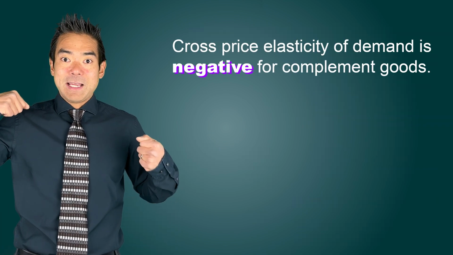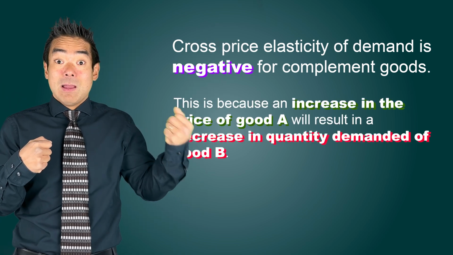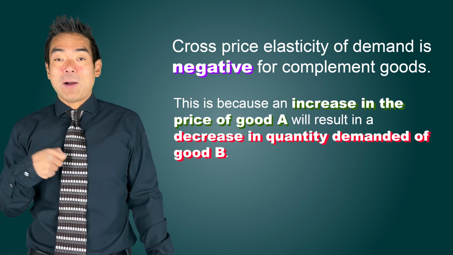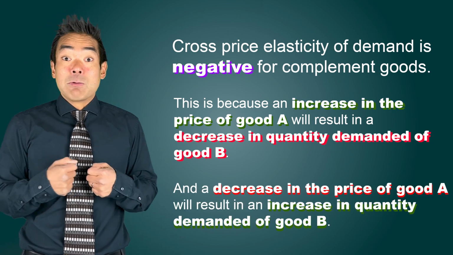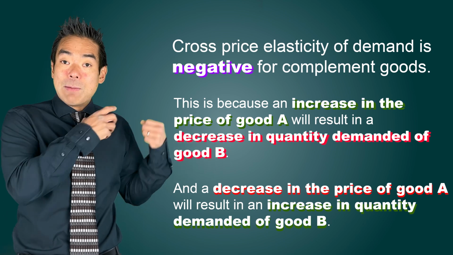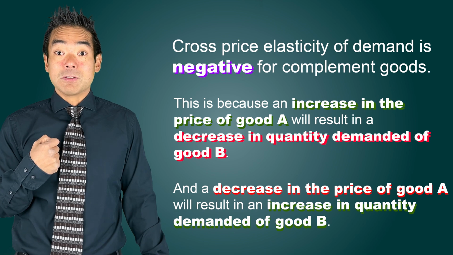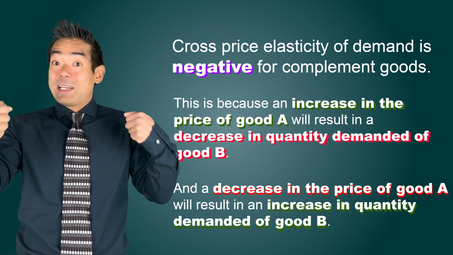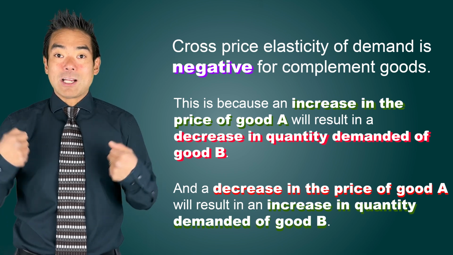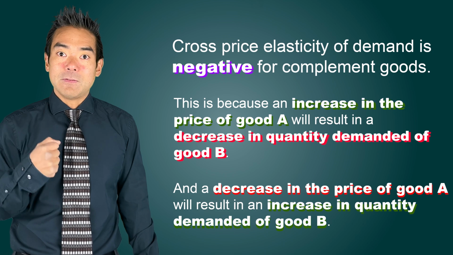Cross-price elasticity of demand is negative for complement goods because when the price of good A goes up, people buy less of good A, so they also buy less of good B, so the quantity demanded of good B goes down. And when the price of good A goes down, people buy more good A, so they also buy more good B, so the quantity demanded of good B goes up. The price of good A and the quantity demanded of good B are always moving in opposite directions, so cross-price elasticity of demand for complement goods will always be negative.